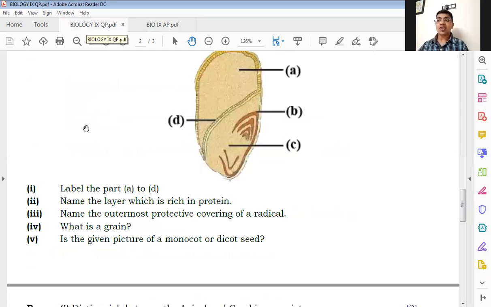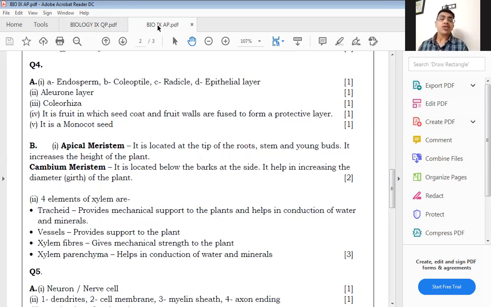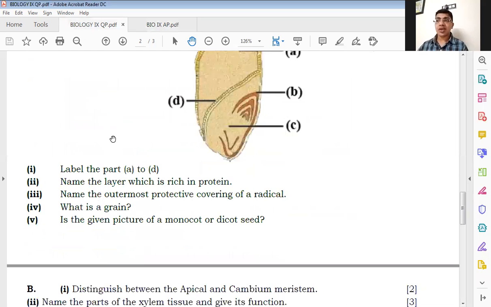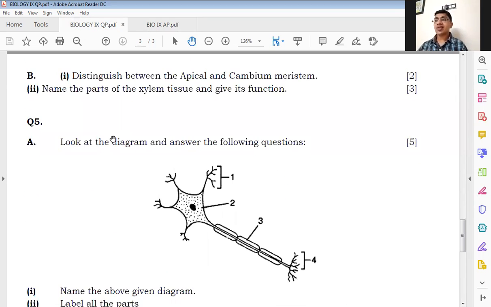And then comes the last question based on this particular diagram. In this given picture, is this a monocot seed or a dicot seed? That's what you're supposed to answer. The answer is maize grain is a monocot seed. So that is all about the diagram on maize grain answers. Let's go to the next question.